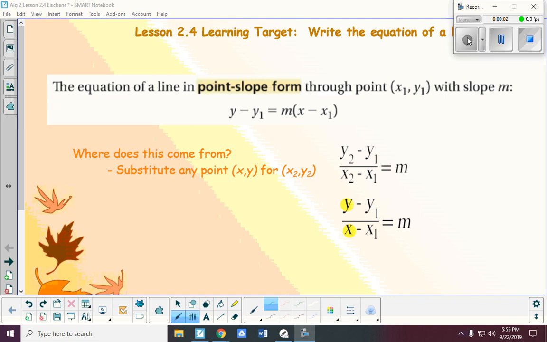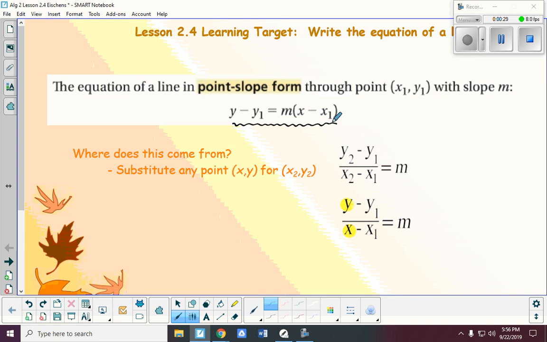Right, in this video, we're going to be talking about using the point-slope formula to write the equation of a line. Now, the equation of a line in point-slope form through any point called x1, y1 with slope m is y minus y1 equals m times x minus x1. And that comes from manipulating the slope formula, which is y2 minus y1 over x2 minus x1.